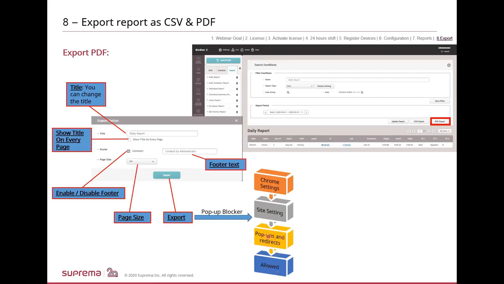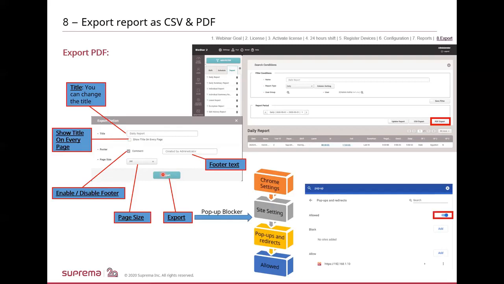So when you reach to the pop-up and redirect, you will reach to this window. So you go under the allowed and please enable it. Once you enable it and you click export, then the PDF file is going to be downloaded. So it is going to be in this format.